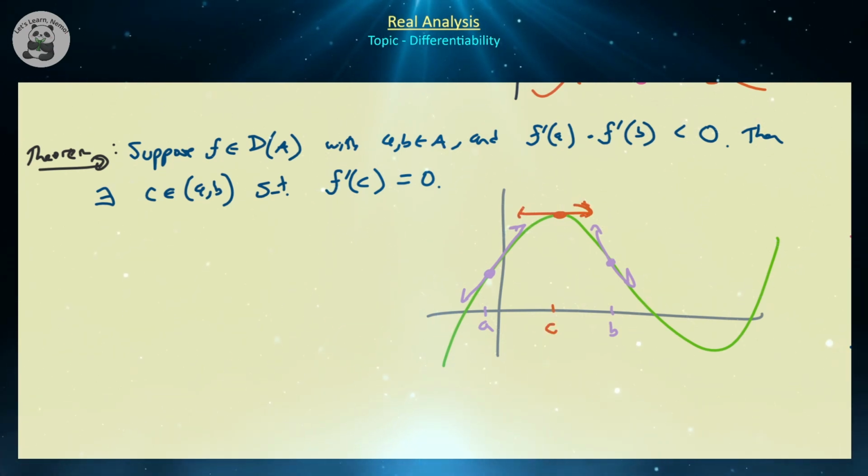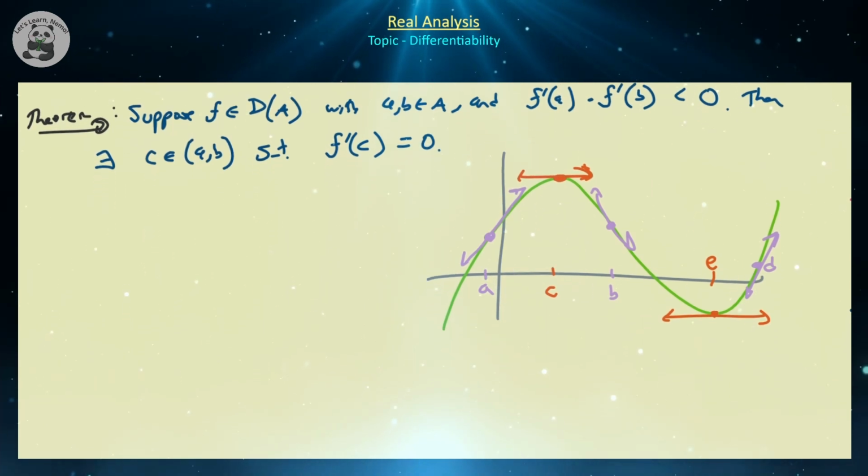Similarly, I can choose another point over here, for example, D. Notice that it goes from negative derivative at B up to positive derivative at D, which means there exists another point in between B and D, let's call this point E, such that the derivative is equal to 0 between those points as well. Right? And that's actually very, very useful as well.